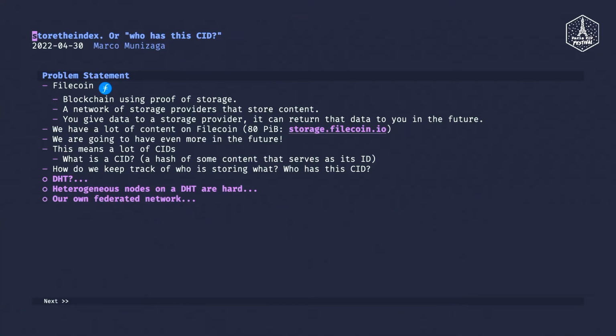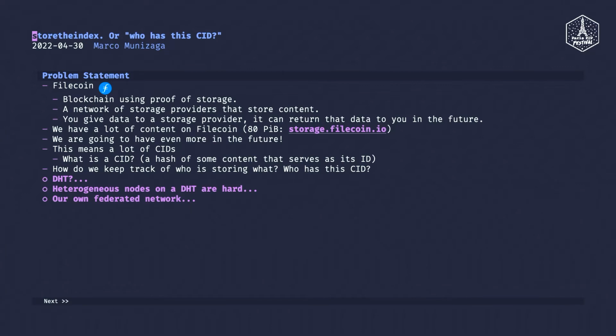So we have Filecoin. This is a blockchain using proof of storage, and you can incentivize storage on the network. So you can store data on the network and pay someone to store that for you. We have a lot of data there right now. It's growing every day. I actually had to update this slide today by almost 10 petabytes. And yeah, I mean, we're going to have even more data in the future. So we're going to have a lot of these CIDs, these content identifiers. And so how do we keep track of who's storing what?